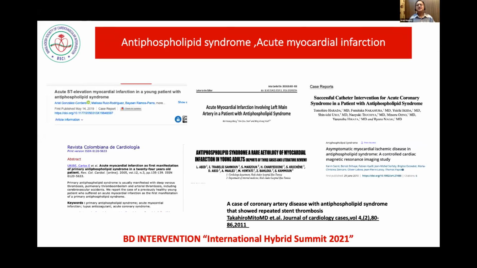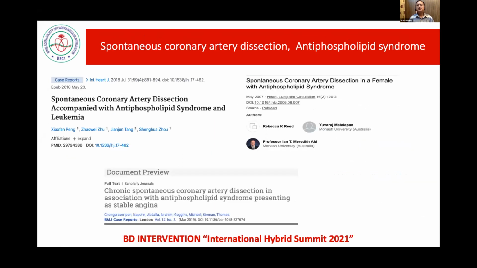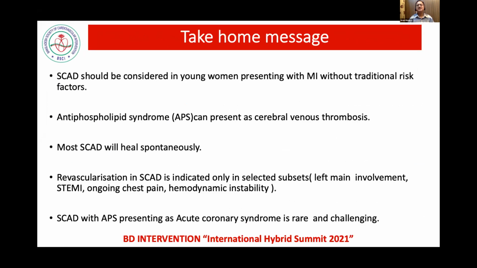I think there are a few literature reports of antiphospholipid syndrome and acute myocardial infarction, especially in the young. And the problem with antiphospholipid syndrome is they present with recurrent stent thrombosis. So in a patient with recurrent stent thrombosis, think of antiphospholipid syndrome. And spontaneous coronary artery dissection with antiphospholipid syndrome is described in a few literature reports. So my take-home message is spontaneous coronary artery dissection should be considered in young women presenting with MI without traditional risk factors. Antiphospholipid syndrome can present as cerebral venous thrombosis.